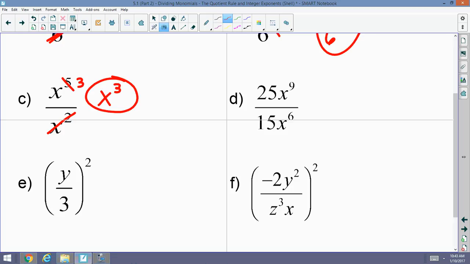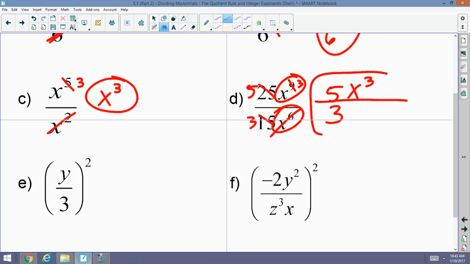Okay, B. I got 25 and 15. First of all, don't stress out. Reduce if you can. Can I reduce 25 and 15? Yeah, I can take out a 5, and I can take out a 5. So I know I have 5/3. The numbers are done. Now, I got 9 x's up here, and I got 6 x's down here. Can't I take 6 x's away from both top and bottom, and I'm left with an x cubed in the numerator? Yes, sir, my brother.